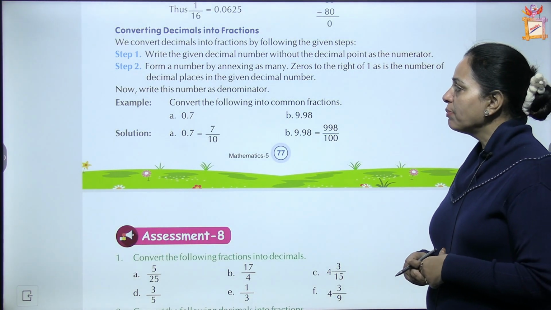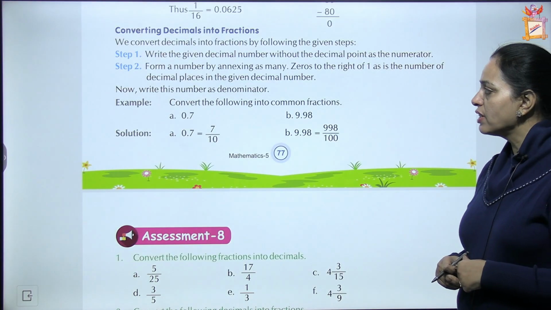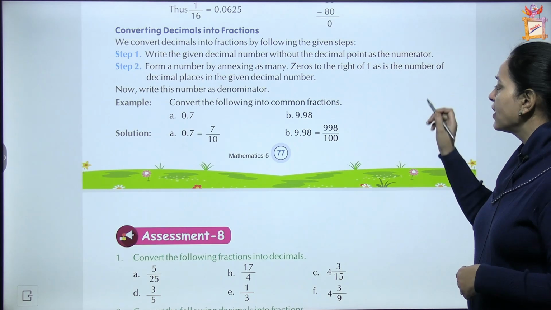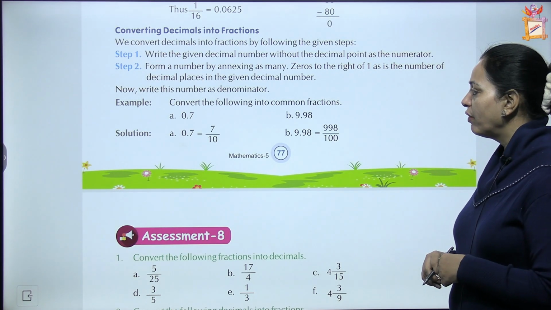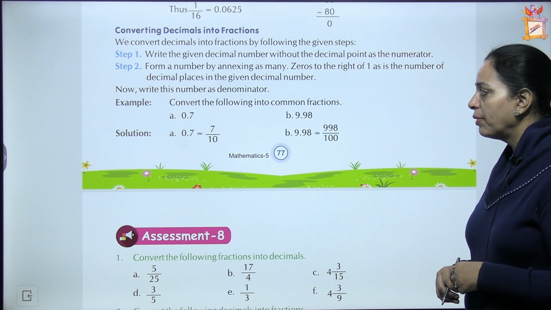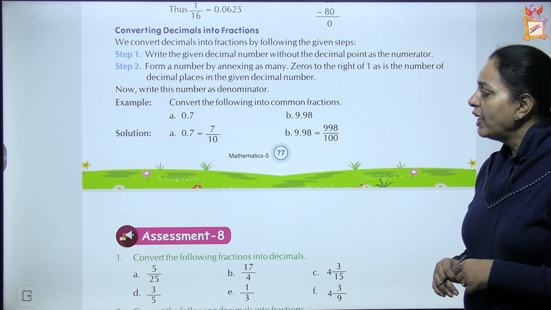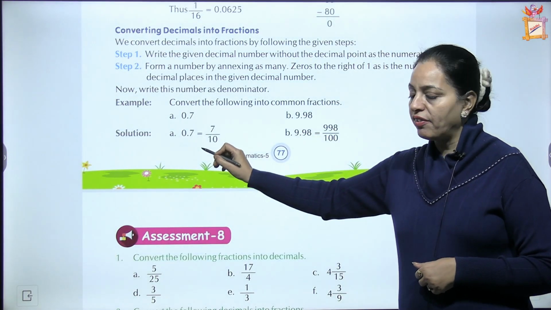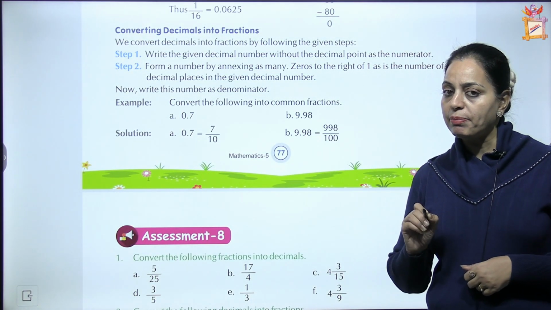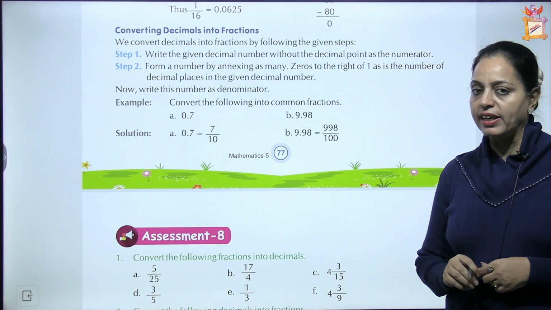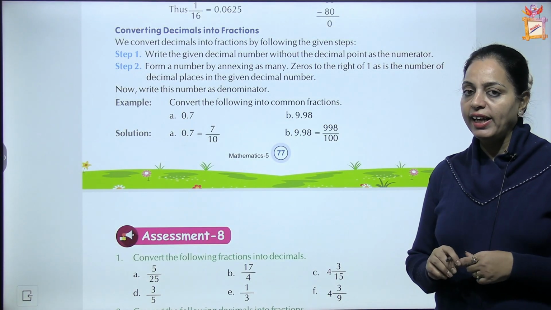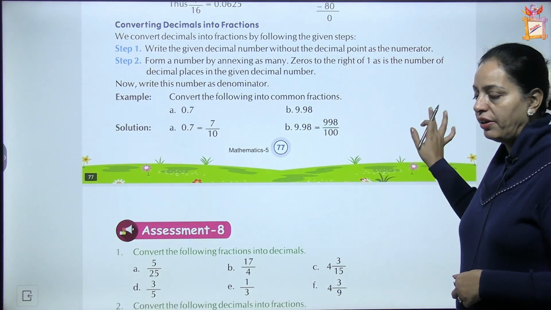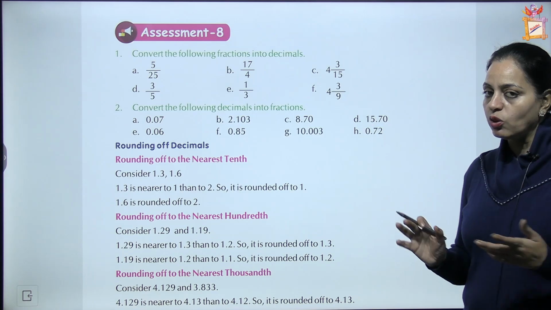Step 1, write the given decimal number without the decimal point as a numerator. Step 2, form a number by annexing as many zeros to the right of 1 as is the number of decimal places in the given decimal number. Now write this number as denominator. See how to do. Example, convert the following into common fractions, like a part 0.7, that is, the decimal is before 1 digit, it means 7/10. Now b part 9.98, so now count the decimal places, 2, it means upon 100. As many decimal places as there are, we will put that many zeros.